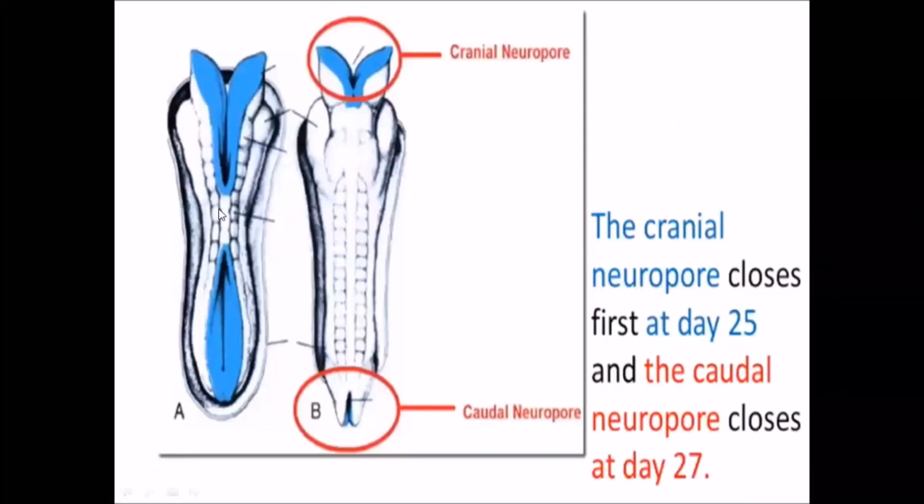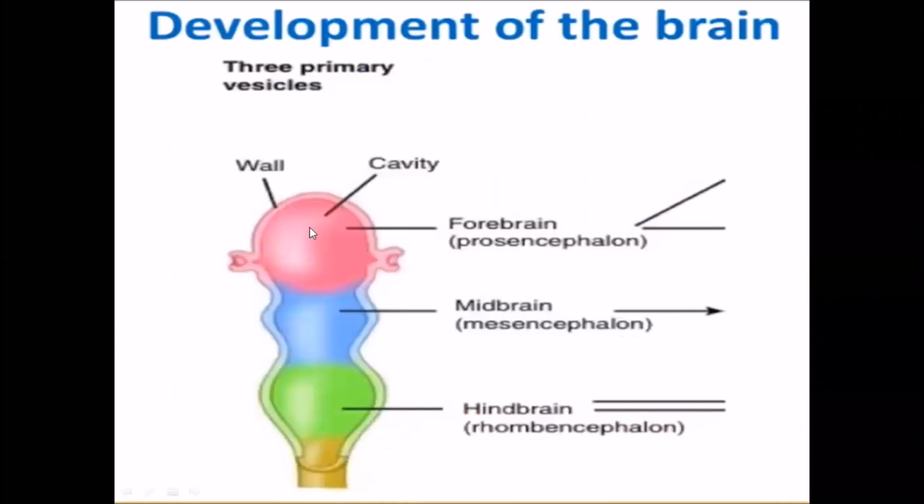As I said, the middle neuropore closes, resulting in the formation of the neural tube. The anterior or cranial neuropore and the posterior or caudal neuropore close later on. The cranial neuropore closes by the 25th day, following which the caudal neuropore closes at day 27. Failure of closure of the cranial neuropore results in anencephaly or hydranencephaly. Failure of closure of the caudal neuropore results in spinal dysraphism.